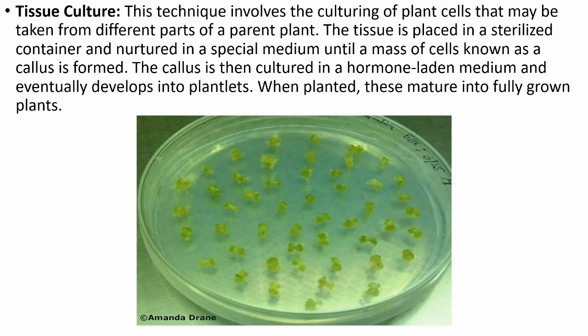The callus is then cultured in a hormone-laden medium. When it is cultured in the hormone-laden medium, it eventually develops into tiny plant structures called plantlets. These plantlets are the ones that will be planted into the soil and mature into fully grown plants. We call this tissue culture.